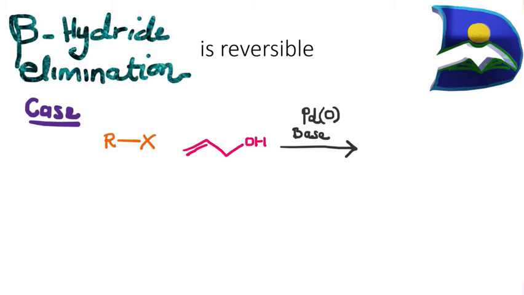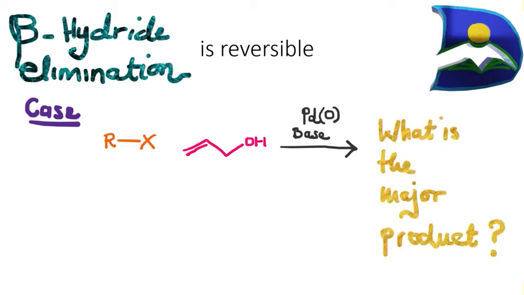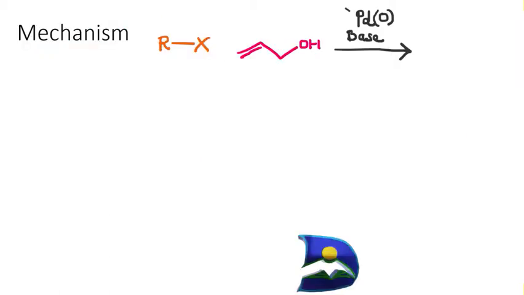So in the presence of our catalyst, which is palladium starting with oxidation state 0, and in the presence of a base, what is the major product of this specific reaction? Now looking at the mechanism, we are first going to start with palladium 0, and palladium 0 could have various ligands involved in terms of ligand exchange, but it still maintains the oxidation state of palladium to be 0.